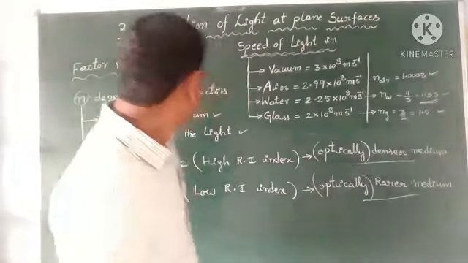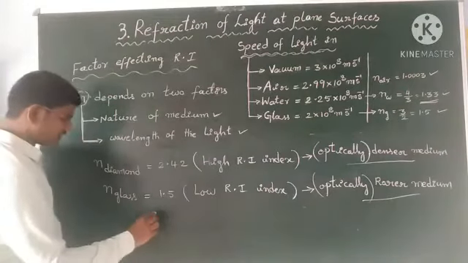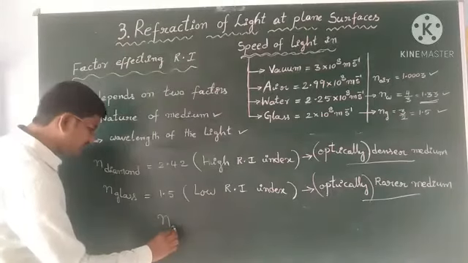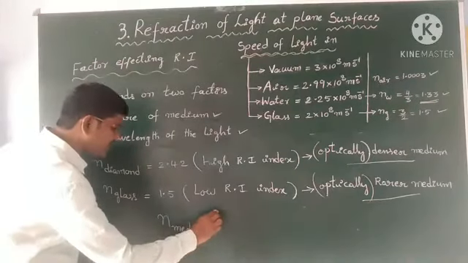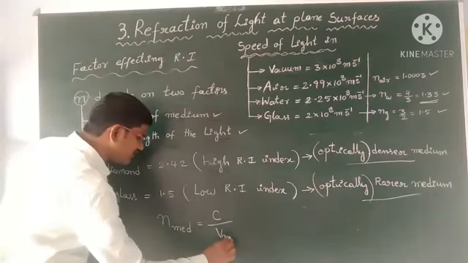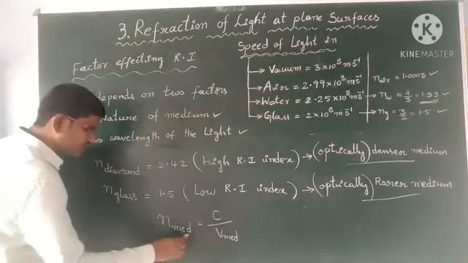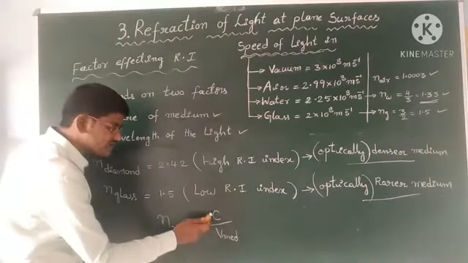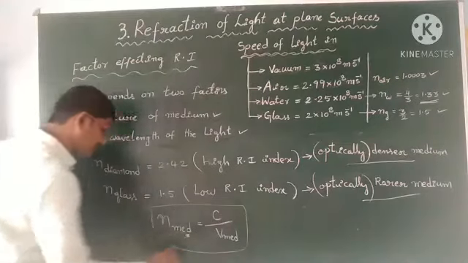So what is refractive index we have seen, and my dear students, remember the formula for refractive index. The refractive index of any medium is equal to the speed of light in vacuum divided by the velocity of light in the given medium. Whichever medium's refractive index we want to find, the velocity of light in that medium should be in the denominator: c upon the velocity of light in the given medium.